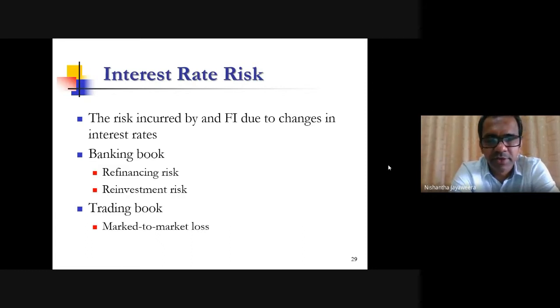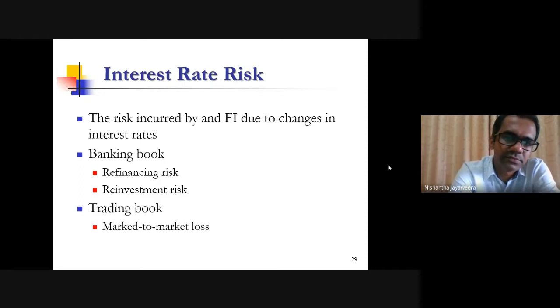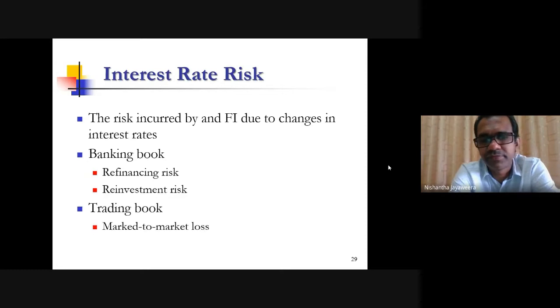We call them the banking book and the trading book. What is the banking book? Any idea? What is the banking book and what's the trading book? The banking book has the assets that the bank is intending to hold, and the trading book is the one that has the trading assets. Yes, correct.